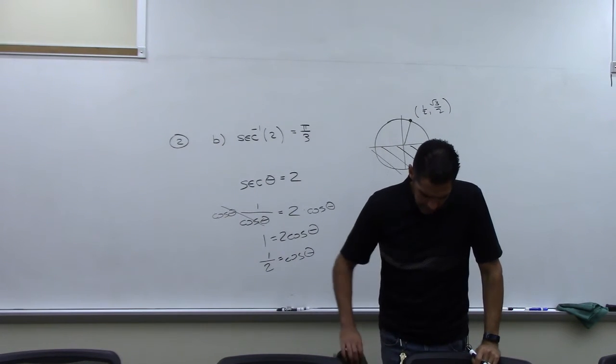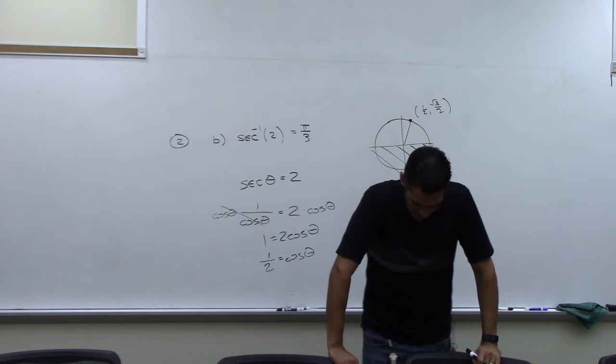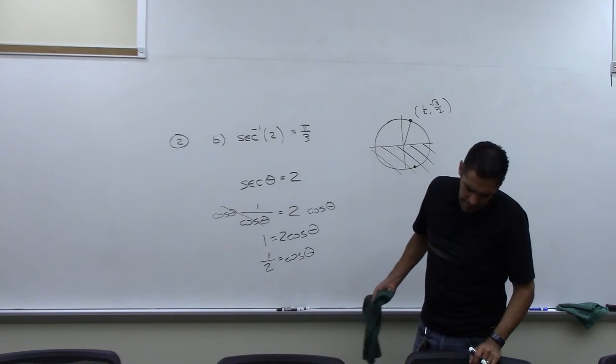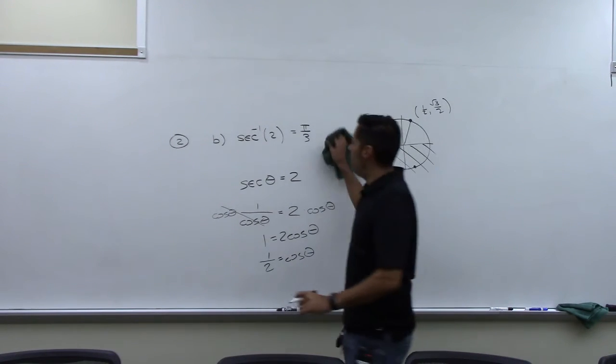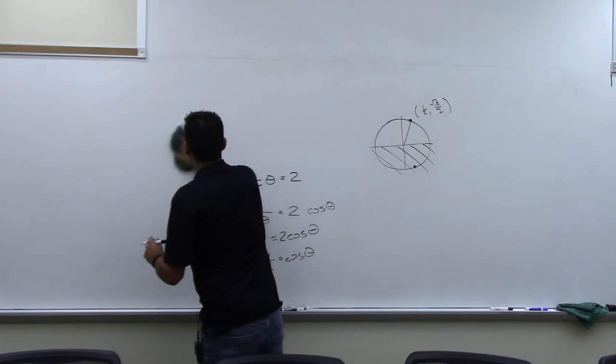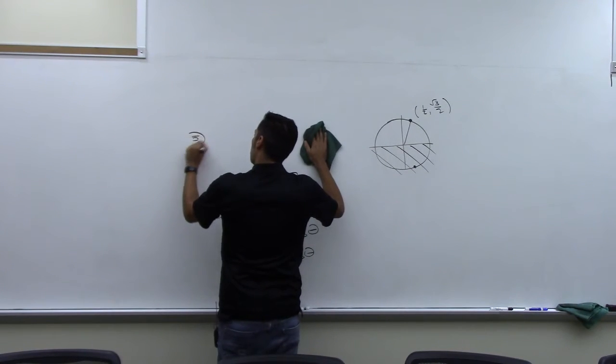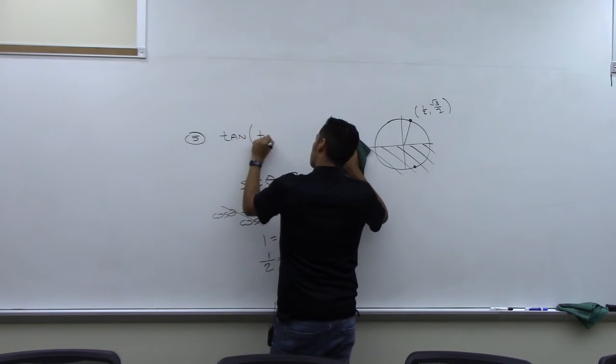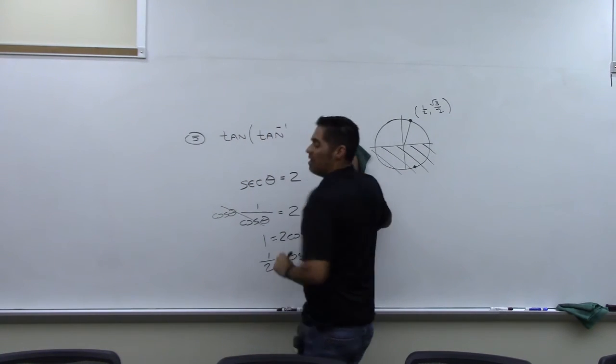All right. I hope you can do 3 and 4 on your own. Let me take a look at 5 and 6. So how about 5? We've got tangent of arctangent of 10.